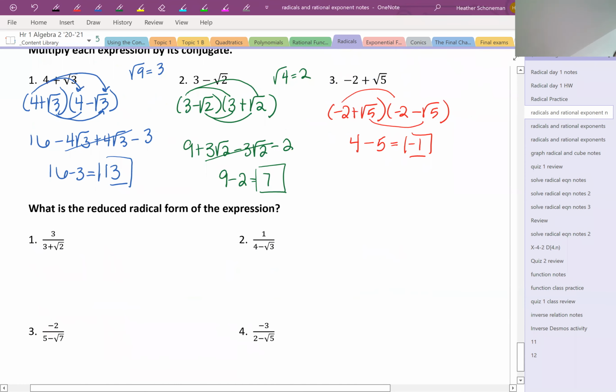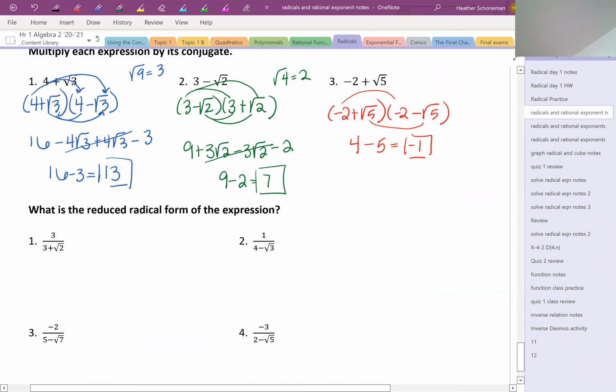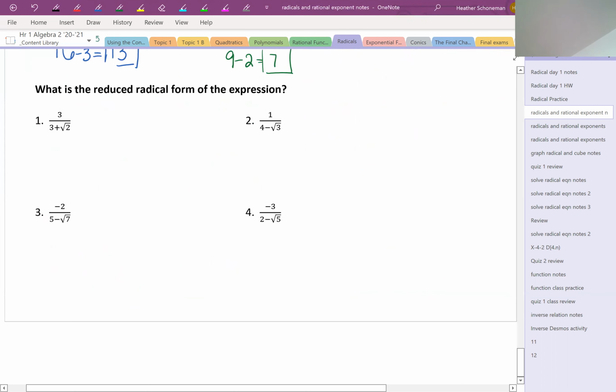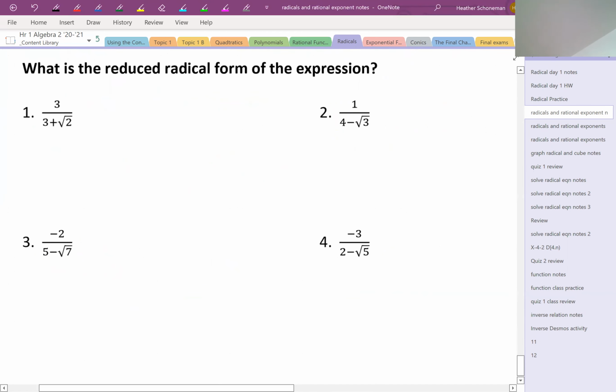All right. On the next ones, we need to write this in reduced radical form. And the way that we do this is by multiplying the top and bottom by the conjugate. So the conjugate of 3 plus square root 2 would be 3 minus square root 2. Now on the top, they're not conjugates, so we're just going to have to distribute. That gives me 9 minus 3 square root 2.